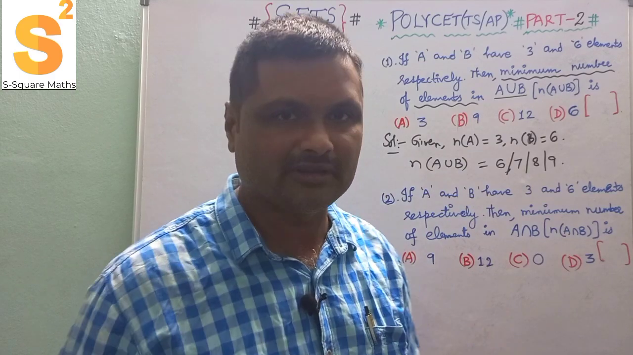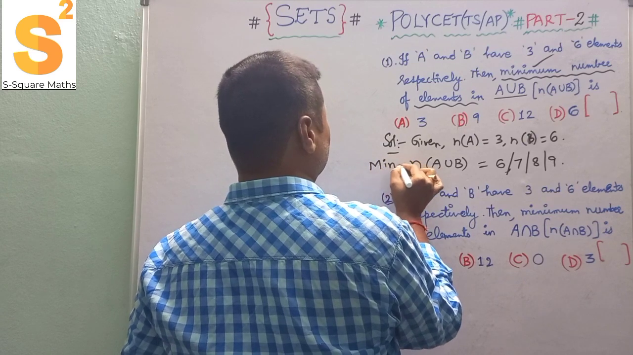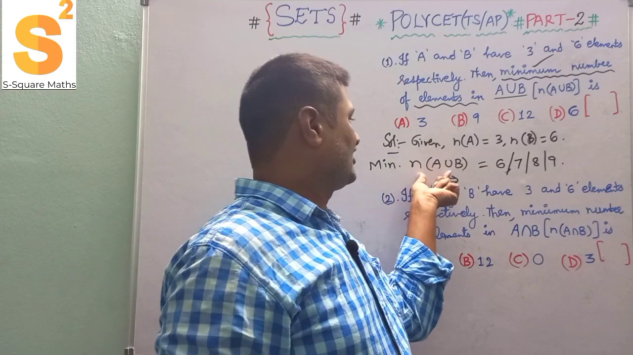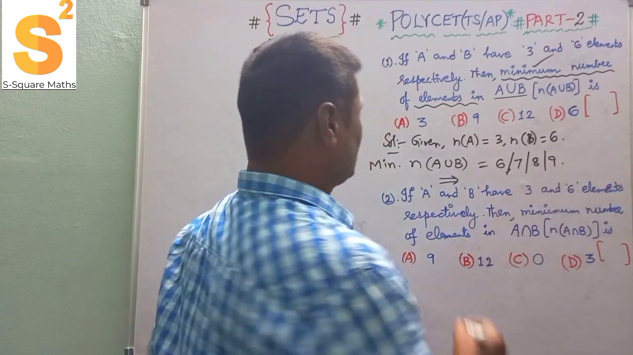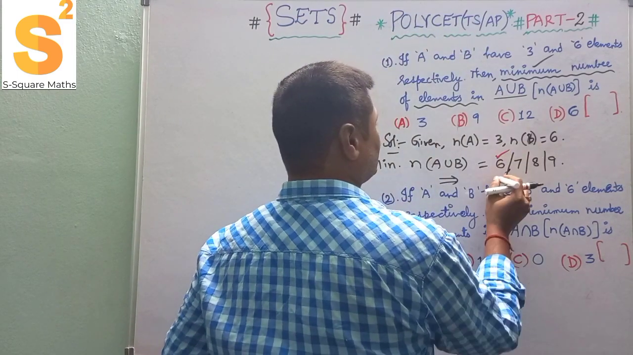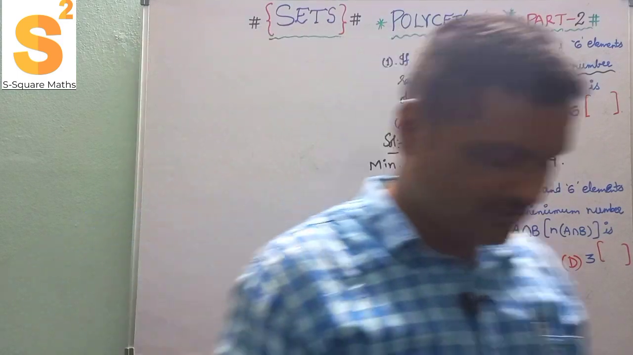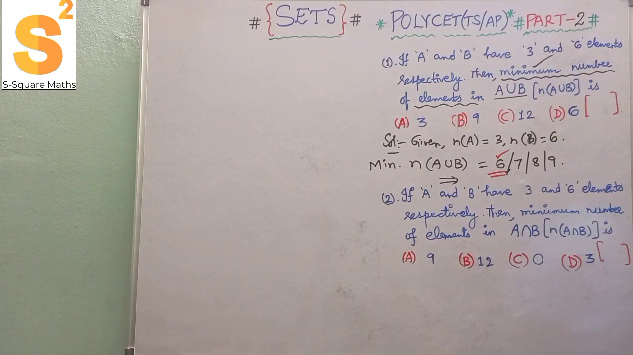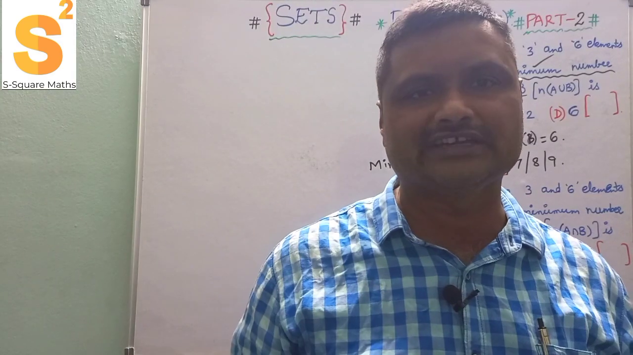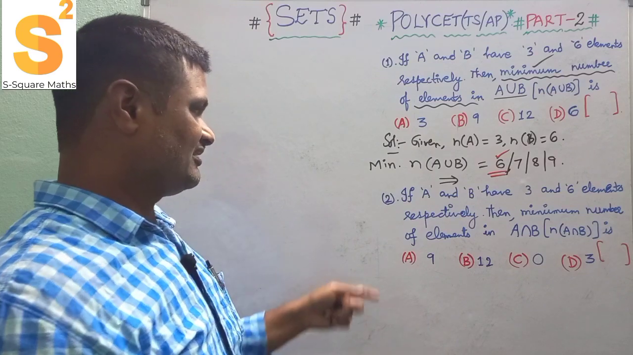If the two sets are disjoint, you may get 6, 7, 8, 9. Other cases may also be there, but they are asking for the minimum. So the minimum of n of A union B out of 6, 7, 8, 9 is 6, because it is the minimum number of elements in A union B. You can take examples for this in order to proceed. Since it is a competitive examination, I am not going for the examples, you have to go through it. Okay, check it.